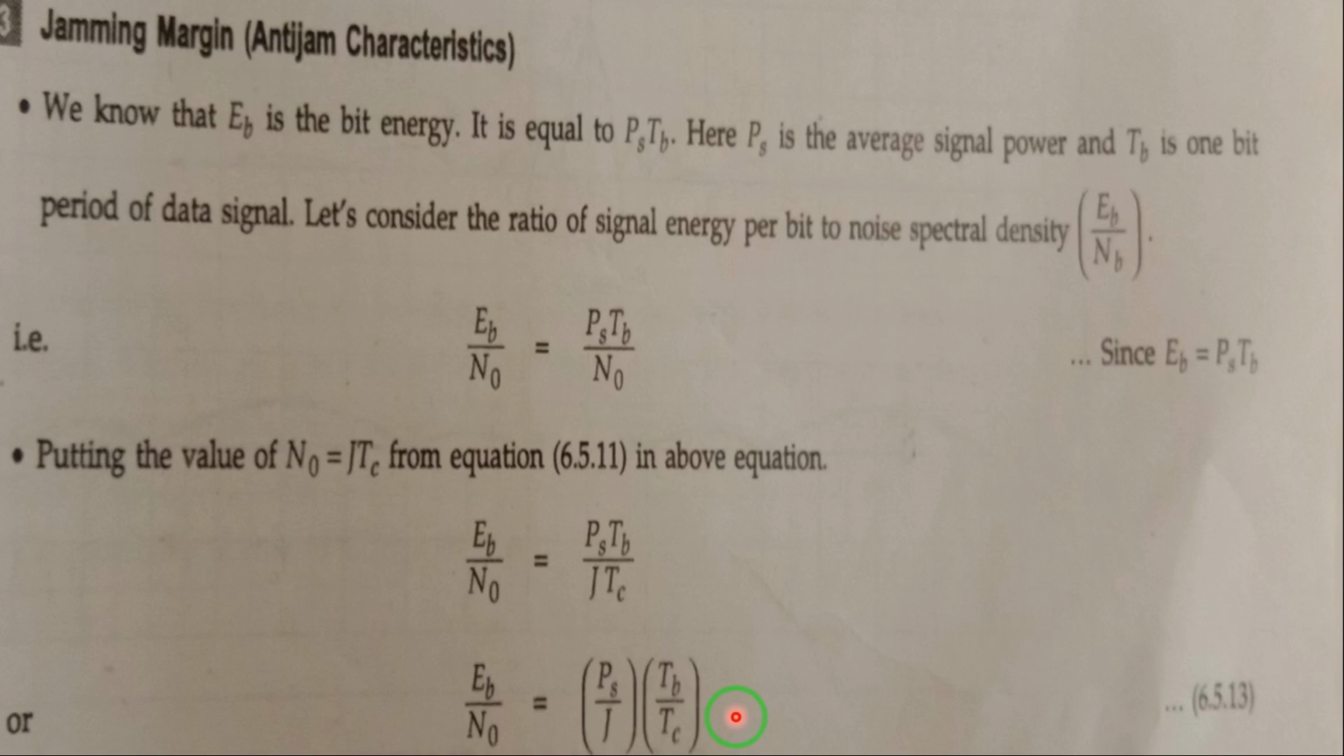Now, talking about the jamming margin. Well, we know that Eb is the bit energy and it is equal to Ps into Tb, where Ps is nothing but your average signal power and Tb is the one bit period of the data signal. So considering the ratio of the signal energy per bit to the noise spectral density, Eb upon N0 is nothing but Ps into Tb upon N0, because Eb is equal to Ps into Tb. Now putting the value of N0 that we found in 6.5.11, that N0 is equal to J Tc, we are writing Ps into Tb upon J Tc. So separating this term, this is the new equation.